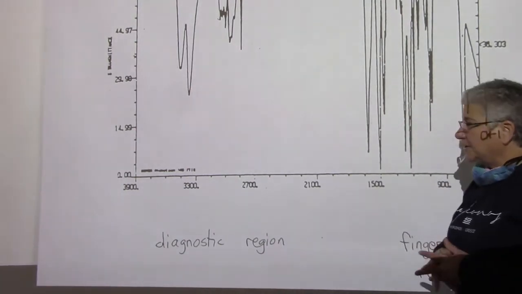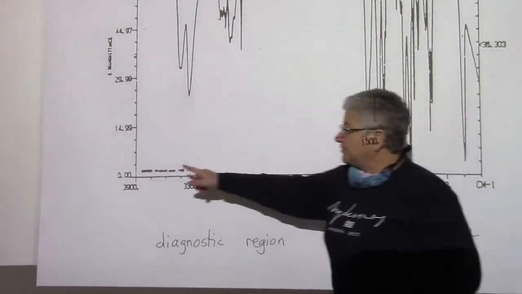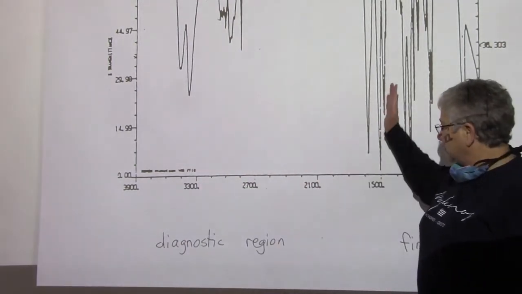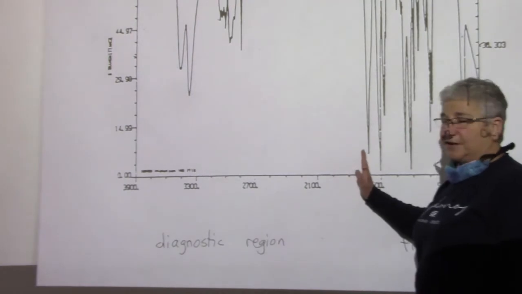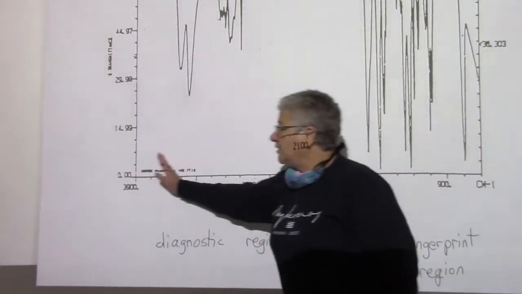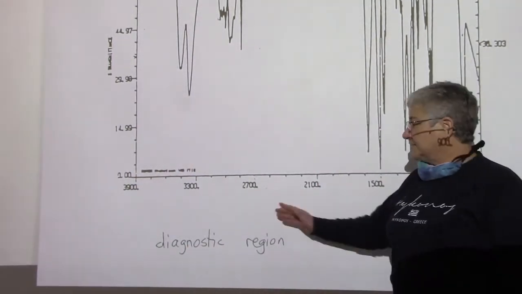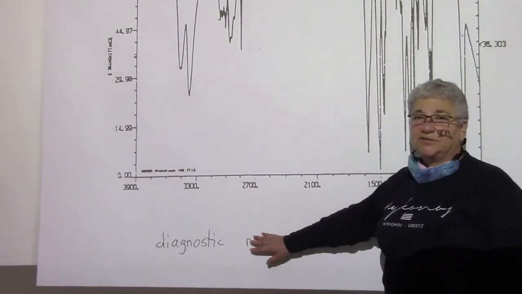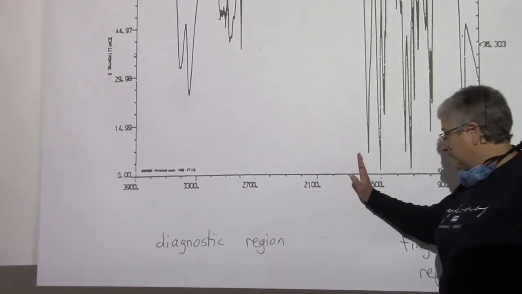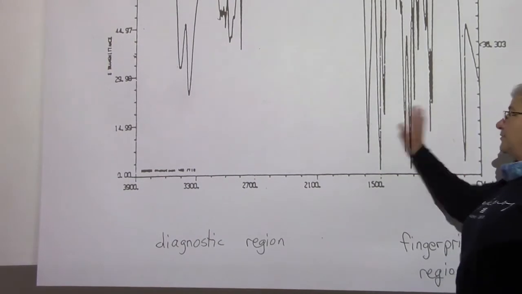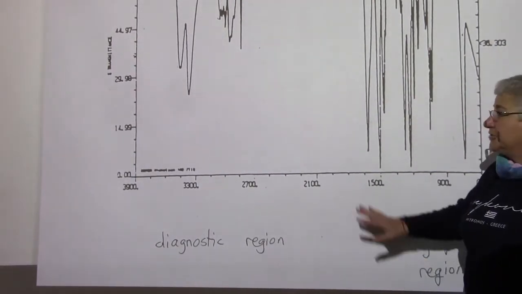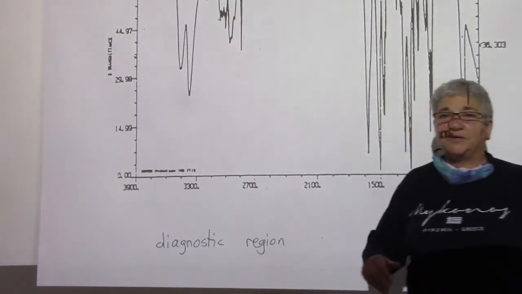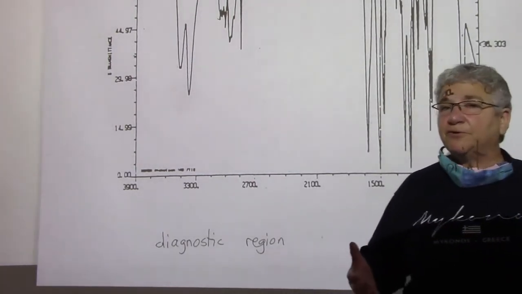You will also see on the bottom that I've labeled this region the diagnostic region. It usually goes to about 1500. We'll call it 1600. So from 1600 to 4000, that is termed the diagnostic region. And from 1600 down to 800, this is called the fingerprint region. The diagnostic region is the region that we are going to focus on.